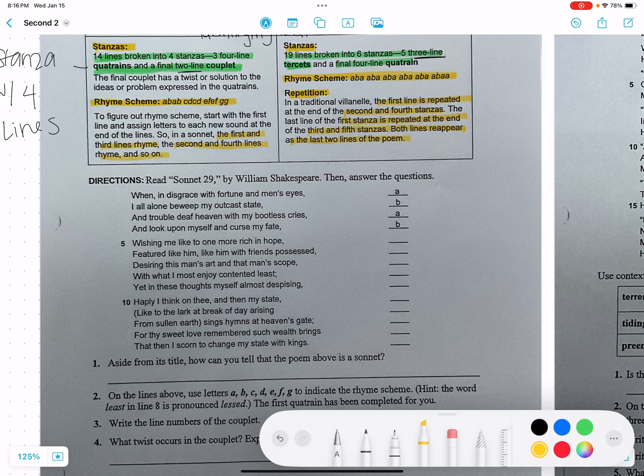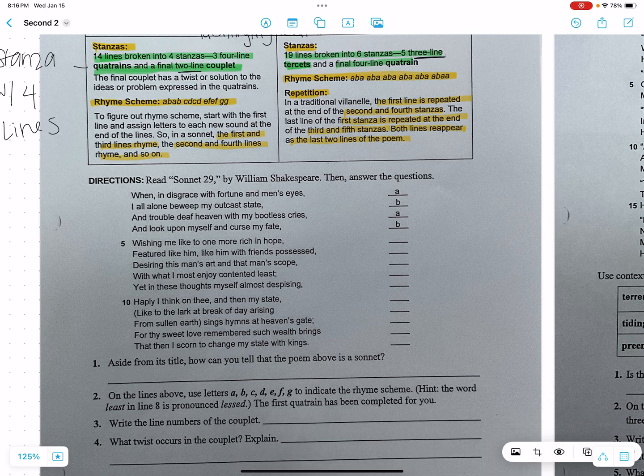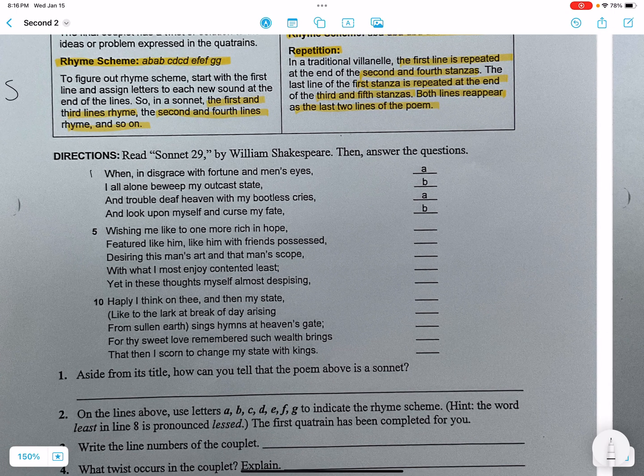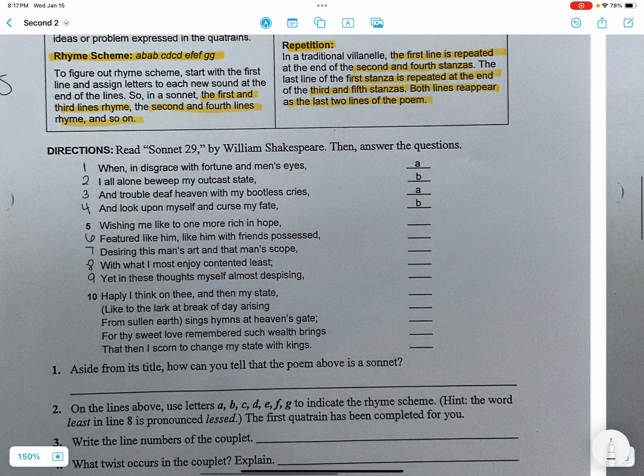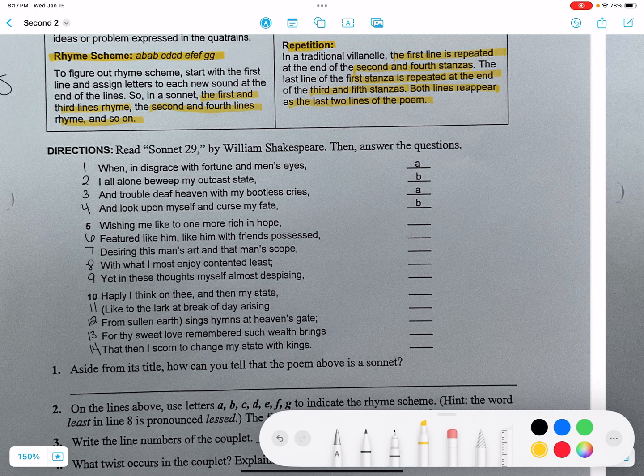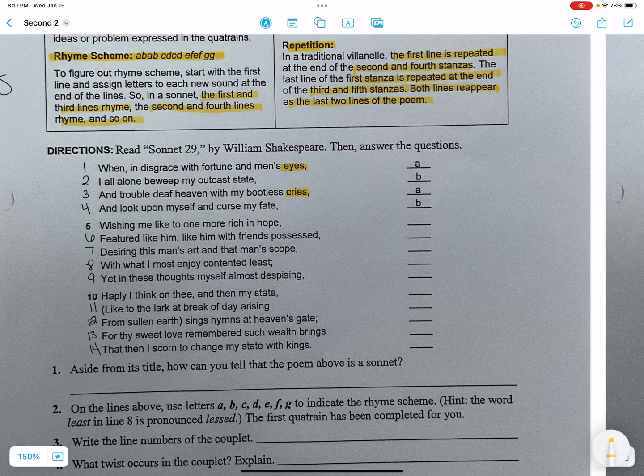A sonnet has 14 lines. So the first thing I'm going to do is count out my lines. So this is line 1, line 2, 3, 4, 5's already there, 6, 7, 8, 9, 10's already there, 11, 12, 13, and 14. So, next is our rhyme scheme. So, eyes and cries rhyme. They sound the same. Those are our A's.